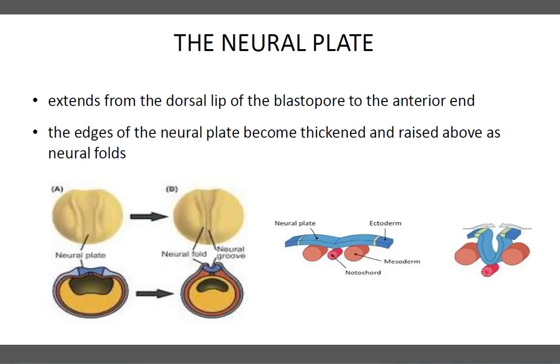Okay, let's go through neurulation again, step by step. The neural plate extends from the dorsal lip of the blastopore to the anterior end. So here you have the ball, and this is the dorsal portion of the ball, and you have there the formation of the neural plate. You can see that on each side of the neural plate there are cells starting to bulge because your ectoderm is starting to migrate towards the midline. And with it, it carries the neural crest.